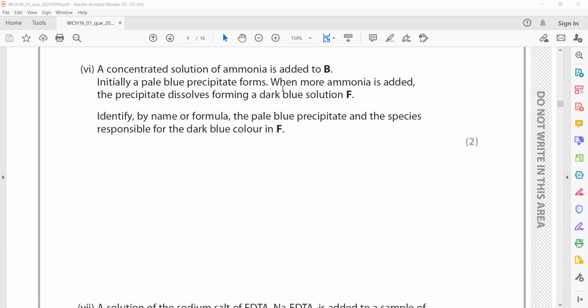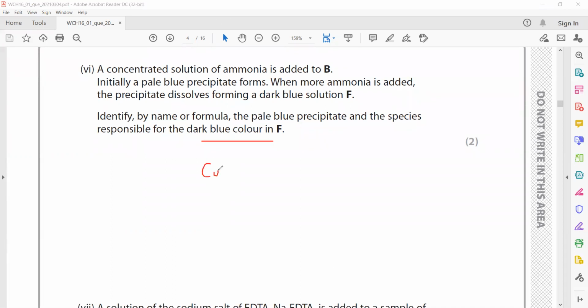Concentrated solution of ammonia is added to B, initially a blue precipitate. When more is added, what will happen? There will be a ligand exchange. The precipitate dissolves to a dark blue solution. We have to write the formula for this blue colour solution. First it was a complex with water, but then when we add ammonia, there's an acid base reaction, protons are removed, so it will form copper hydroxide. That is why it is a blue precipitate. Then when we add an excess, the precipitate dissolves to form a deep blue solution, and that deep blue solution is due to the ligand exchange.